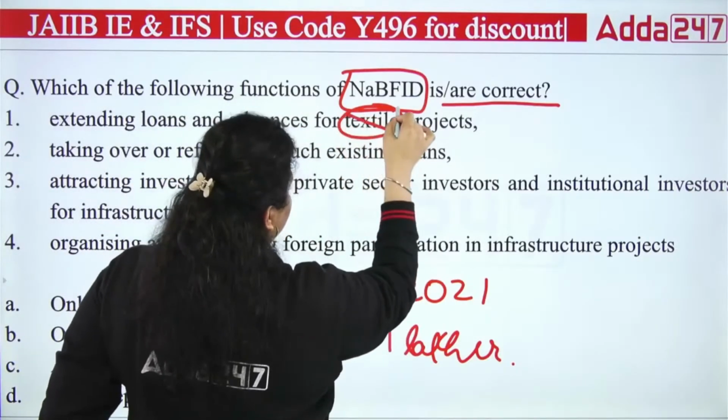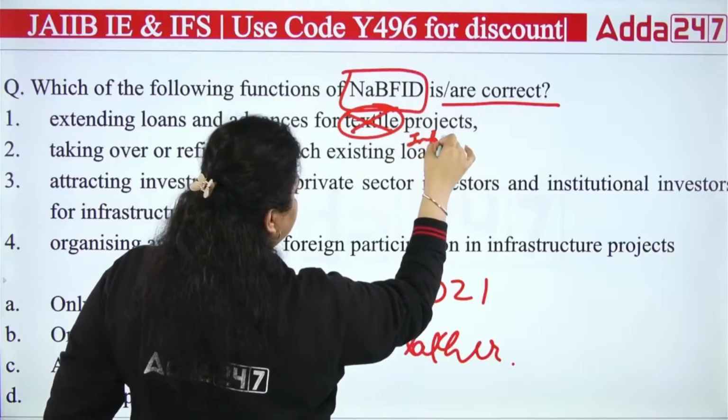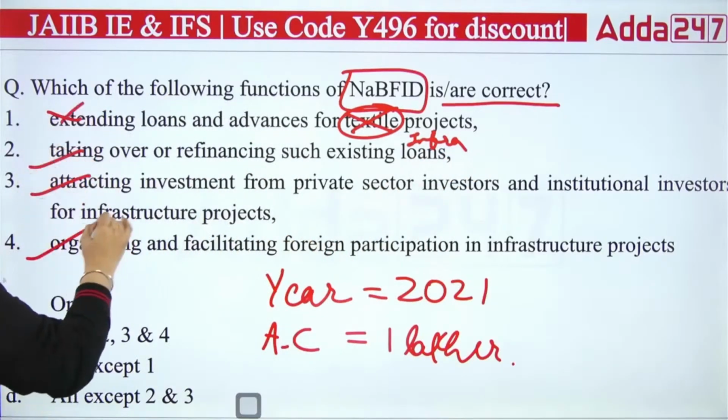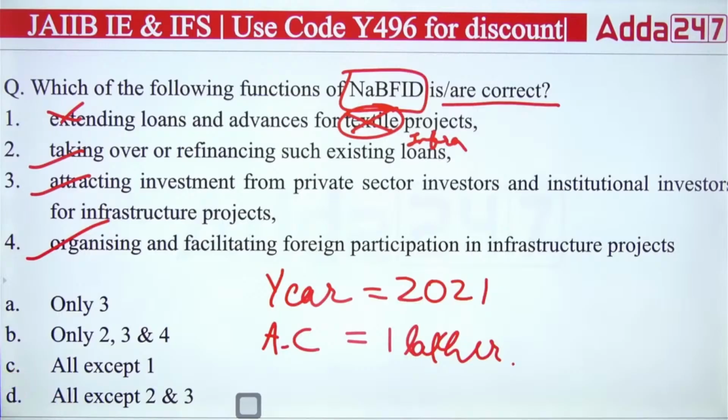B and C, okay. Actually, the right answer is, first one is saying extending loan and advances for the textile projects. No, it is not for textile project. It should be infrastructure project. So the first is wrong. Second, third and fourth are correct. So the right answer will be your, okay.